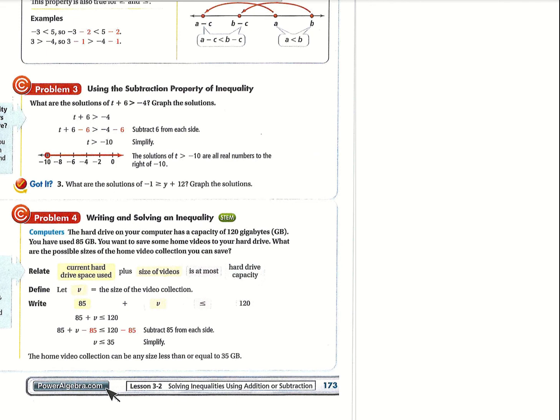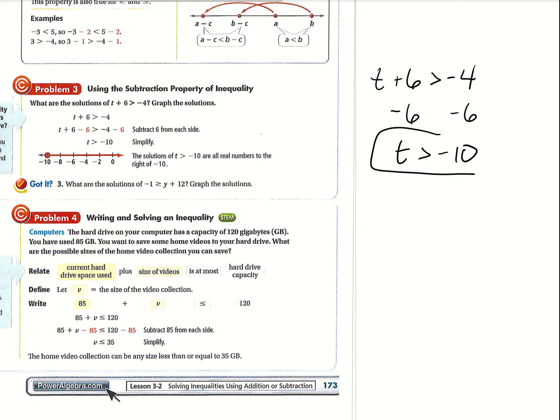For problem 3, once you've done got it number 2, we've got t plus 6 is greater than negative 4. This is the same thing once again. This time we're using the subtraction property of inequality. Side note, I think I said addition property of equality earlier. Obviously, this is an inequality, and the two sides don't necessarily equal each other. So I meant to say addition property of inequality. This one is the subtraction property of inequality. Just like normal, we subtract 6 from both sides. t is greater than negative 10, and that is that.